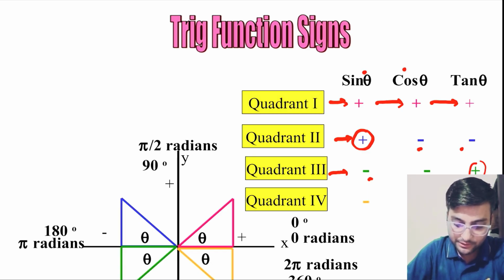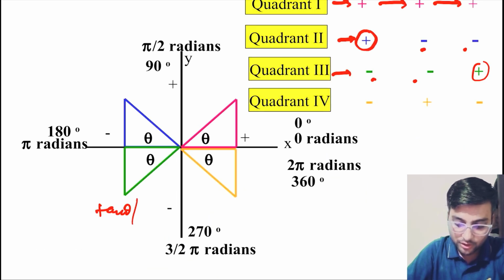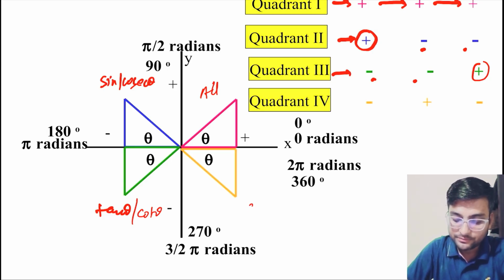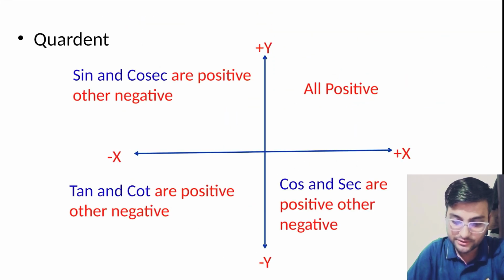See here, here is tan theta and cot, here is sine and cosec theta. Here all means all positive: sine, cos, tan, cot, everything is positive here. And in this part cos theta and sec theta are positive. Similarly, in the third quadrant cos and sec are positive here. Similarly, the next slide is also explaining the same thing.